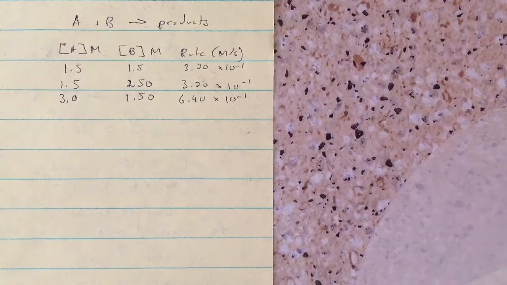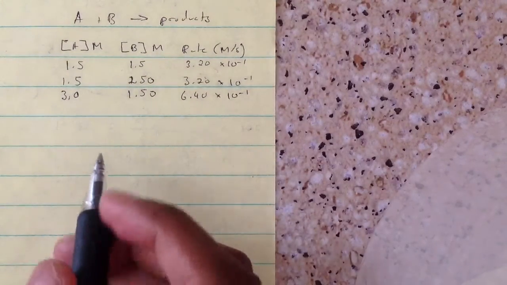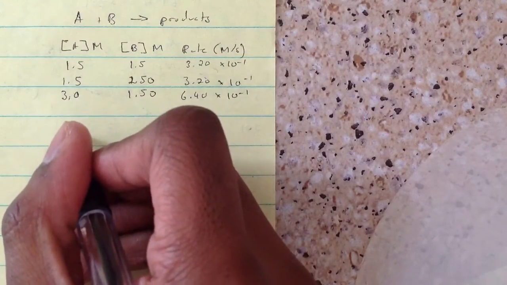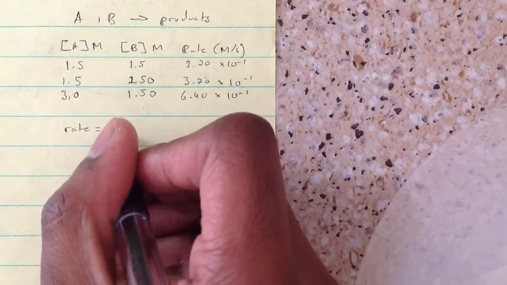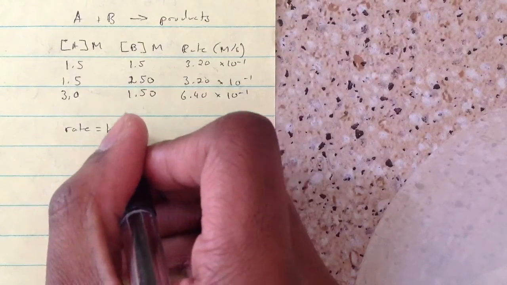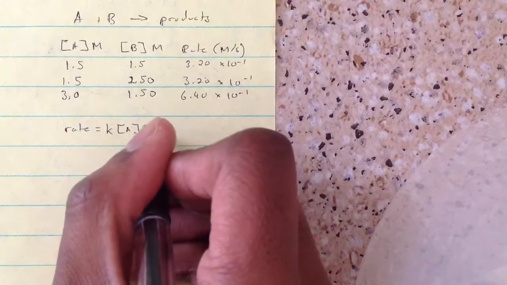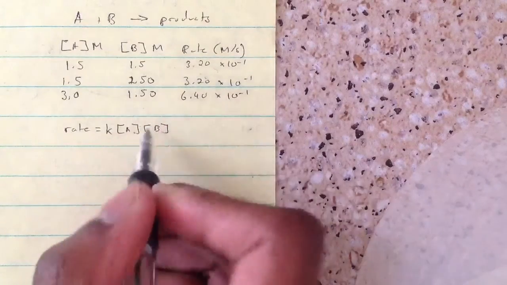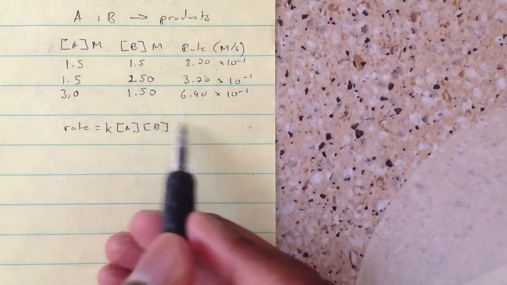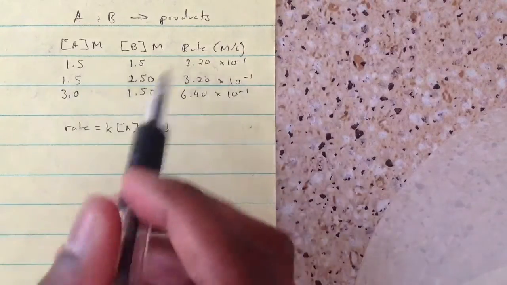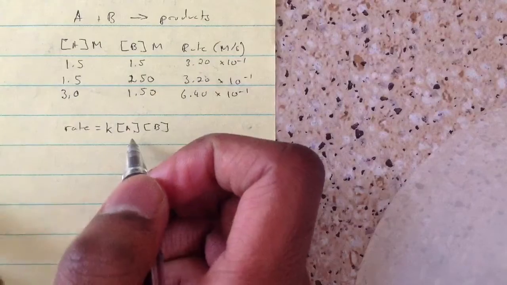Okay, so this type of problem can be solved using the method of initial rates. First, we can write a rate law. You can say that rate is equal to K, the constant, times reactant A and then reactant B, and they both have exponents that we have to figure out using this data. So how are we going to do that?